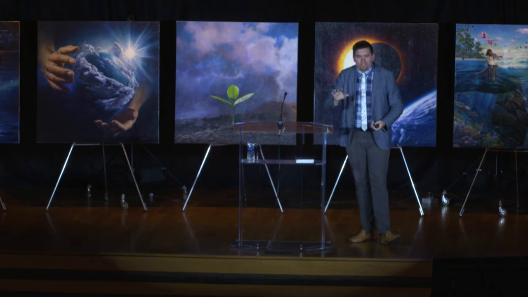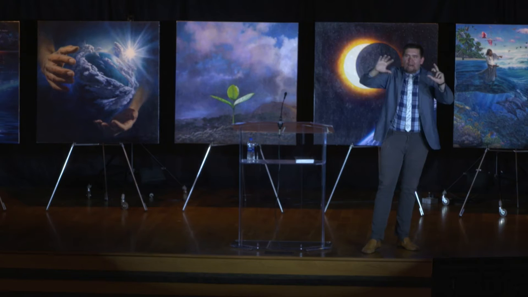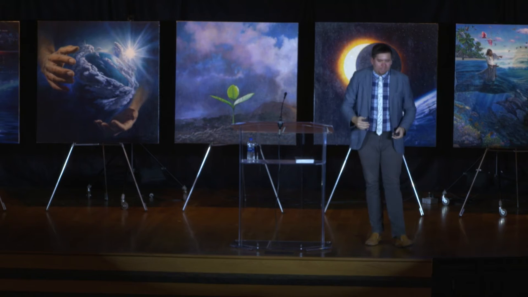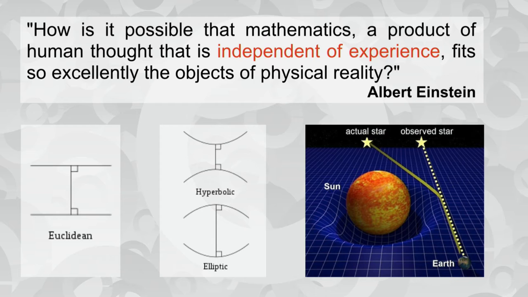The miracle is not just that we can do mathematics, and it's not just that our mathematics describes the order of the universe. There's another level of miraculousness going on, and Albert Einstein put it this way. He asks, how is it possible that mathematics, which is a product of human thought entirely independent of experience, fits so excellently the objects of physical reality? What's Einstein getting at here?